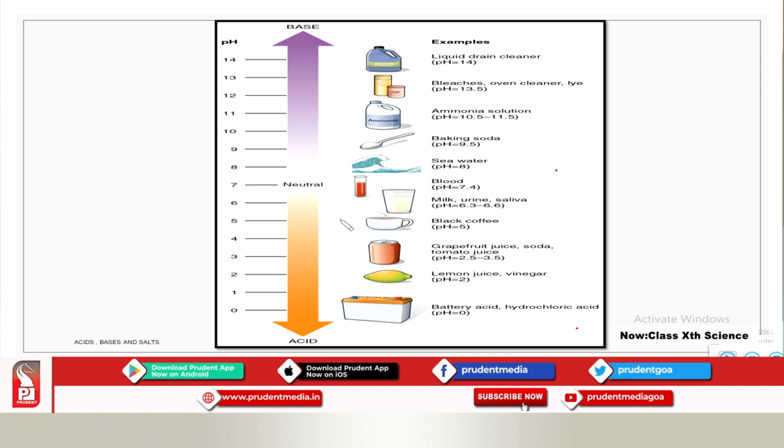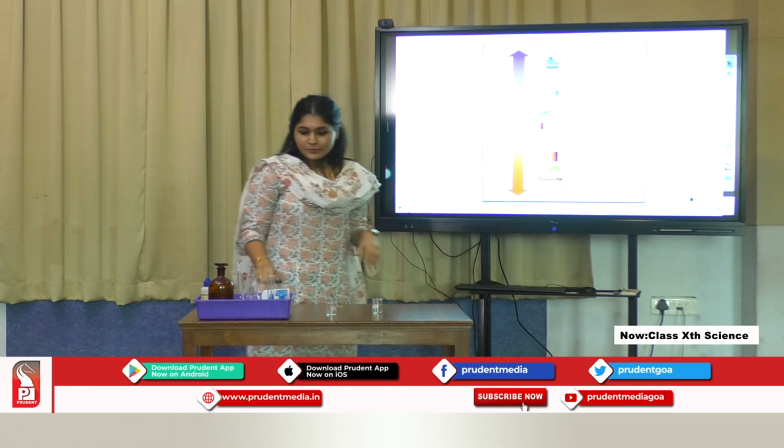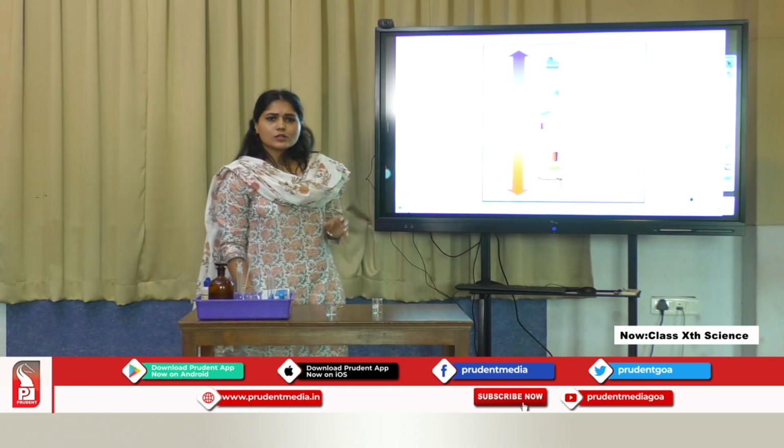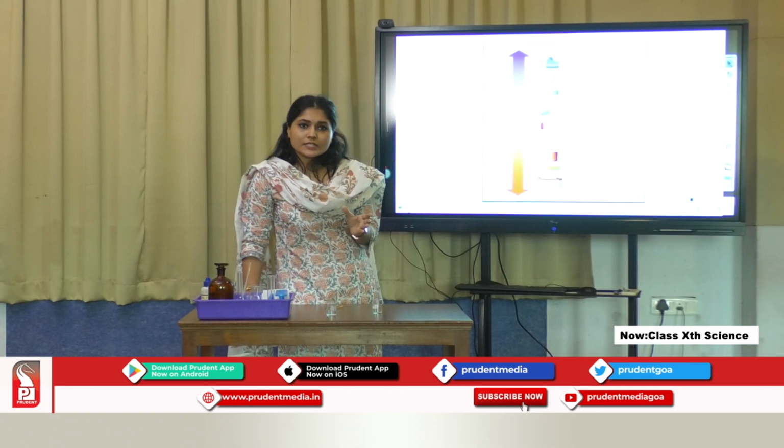So over here you will see the pH scale. As the pH value decreases, the substance becomes more acidic. As the pH value increases, the substance becomes more basic, and pH 7 indicates that the substance is neutral. Fine? Okay. So students, so far we have learnt about acids and bases.